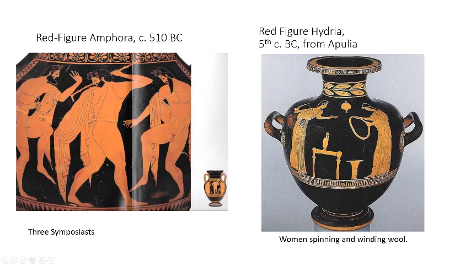And on the right here, we have a Hydria from Apulia, which is actually in Italy, right? So a lot of this stuff is getting imported into Italy. This is an interesting scene because we don't often see women on vases, and we don't often see women doing normal women things. So here we have women doing normal women things, which would be spinning and winding wool.